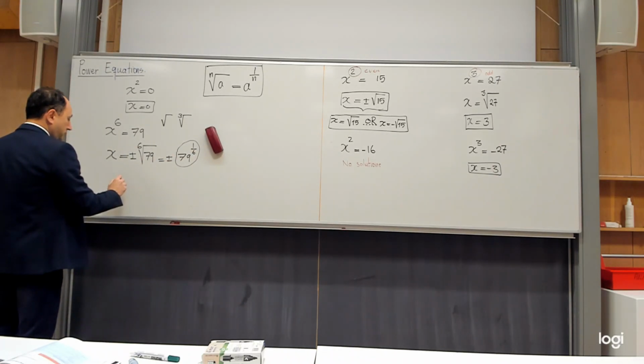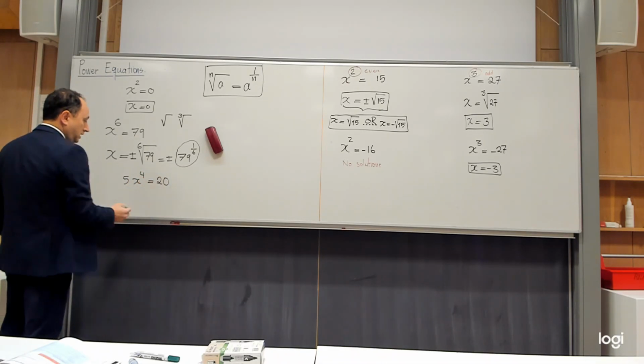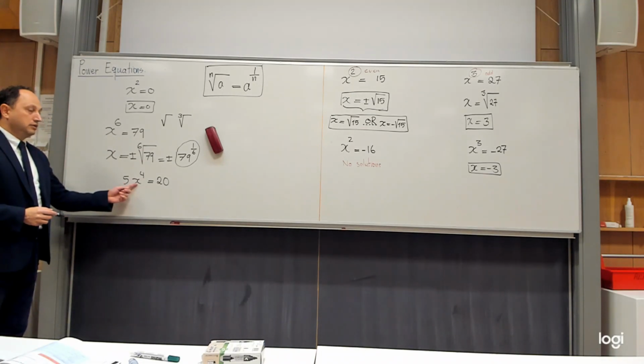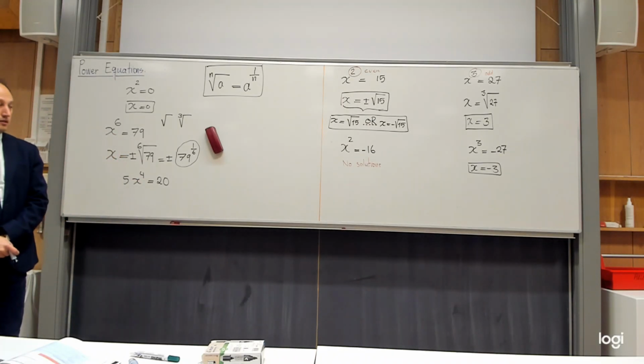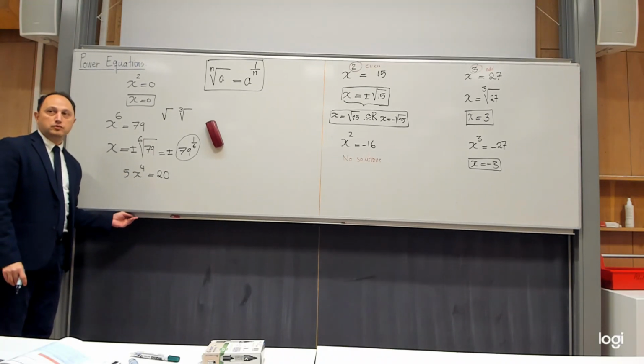So if I give you 5x to the power of 4 is equal to 20, and I ask you to find x. So you see this is not a linear equation because the highest power is 4. The linear equation is just 1. But if I want to solve it, what is the first step to do?